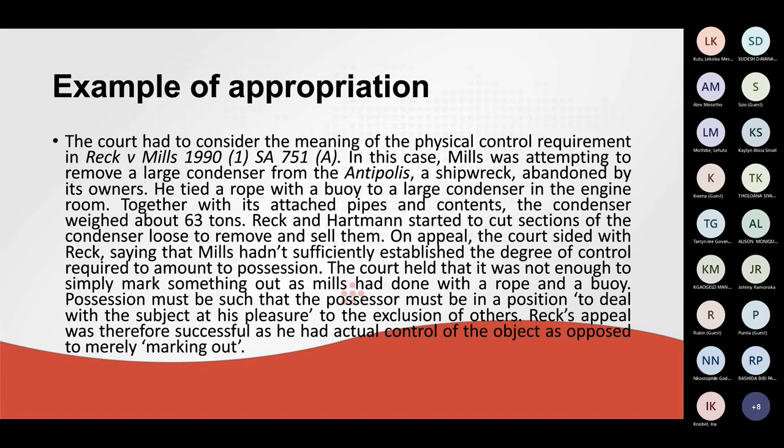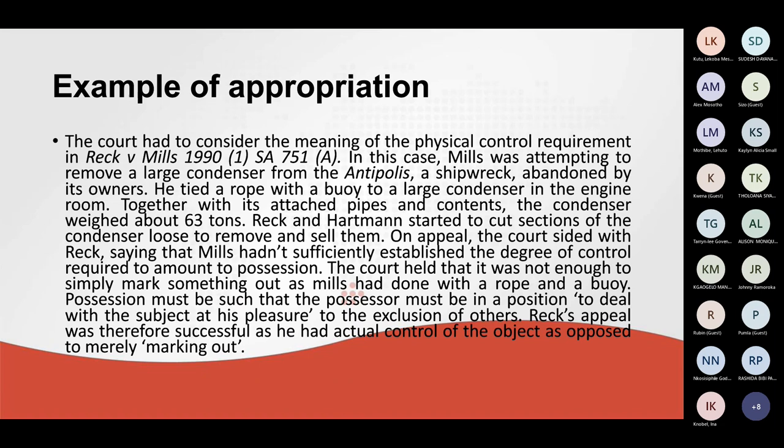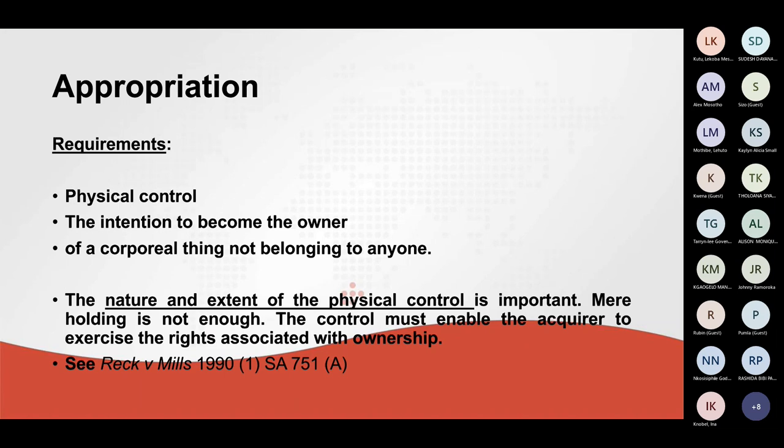Now, in order to determine whether ownership has been acquired, it's important to take into consideration the three requirements which I've mentioned before, namely that you must have physical control of the thing, you must have the intention to become the owner, and the thing must belong to no one. In this case, Moles did not have physical control of the thing, whereas Rick and Hartman did. So at the end, the court decided that Rick and Hartman were the owners of the large condenser because they had physical control, whereas Moles only had a holding of the large condenser.